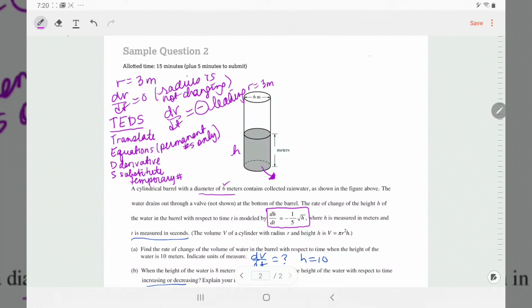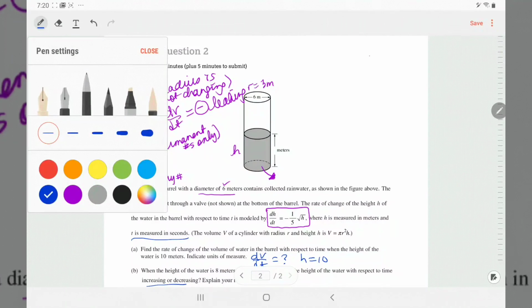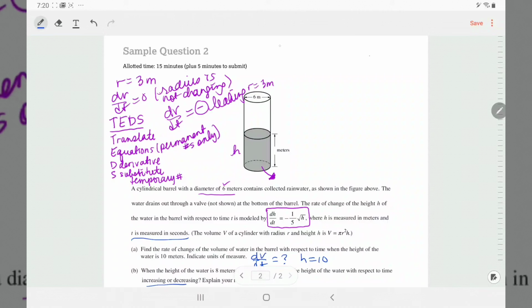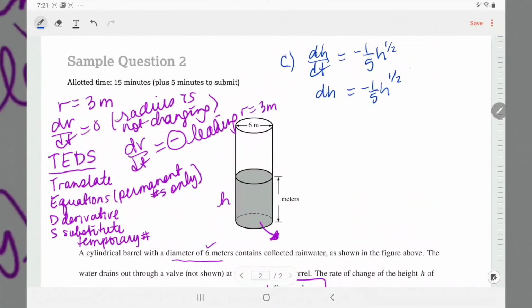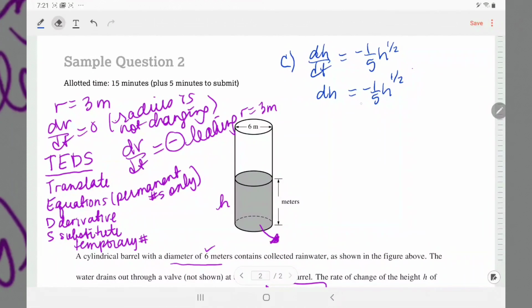Okay, let me zoom out so I could write smaller. Let me erase this, and let me write smaller. So dh/dt is negative 1/5 h to the 1/2. Let me just make sure that I wrote that right. Okay, I did. So this is going to be dh equals negative 1/5 h to the 1/2 dt, but you can't take the derivative when you have an h and a dt, so I need to remove this.